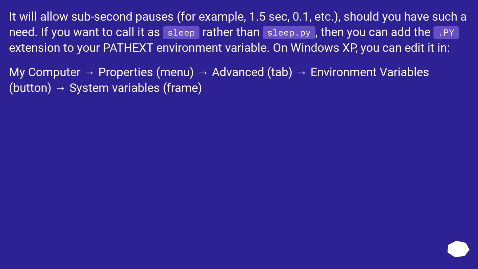If you want to call it as sleep rather than sleep.py, then you can add the .py extension to your PATHEXT environment variable. On Windows XP, you can edit it in My Computer, Properties, Advanced tab, Environment Variables button, System Variables frame.